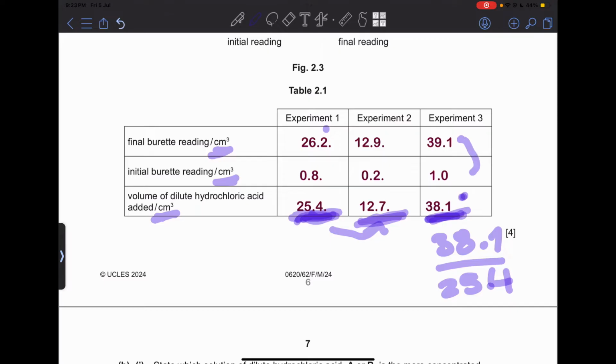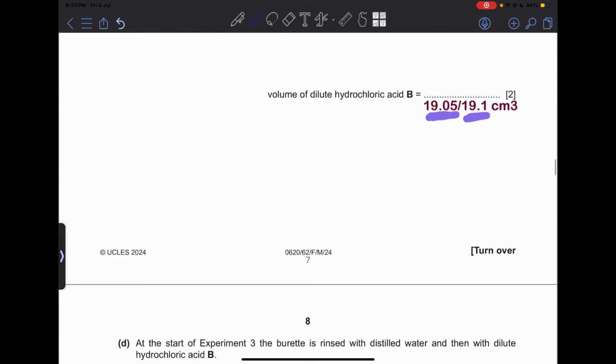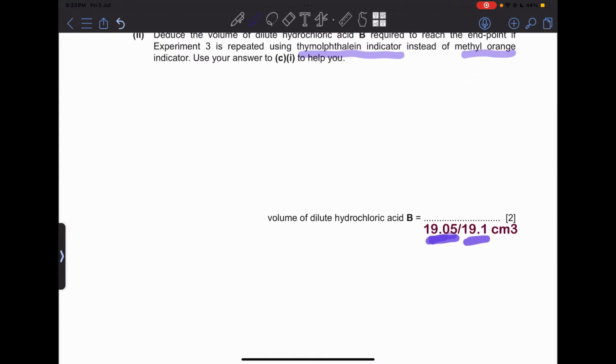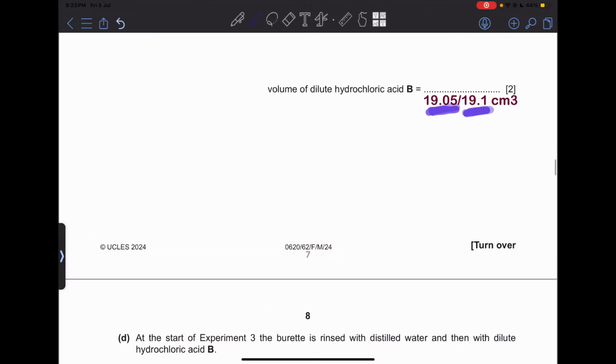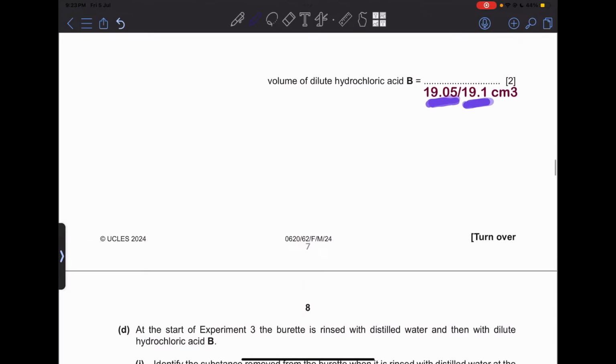When you minus the number, you can get a different number, but the right answer should be 19.05. But it's also okay if you got 19.1 centimeter cubed. You're going to get a mark just for writing centimeter cubed, so make sure to write the units, or else you're going to be deducted 1 mark.